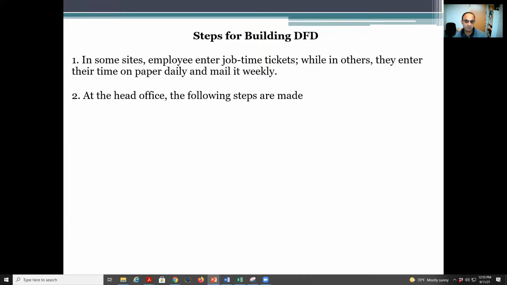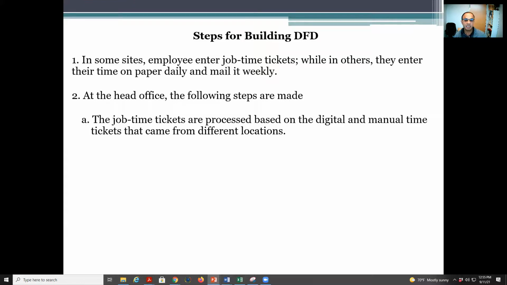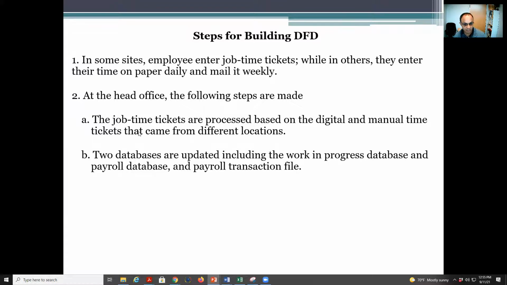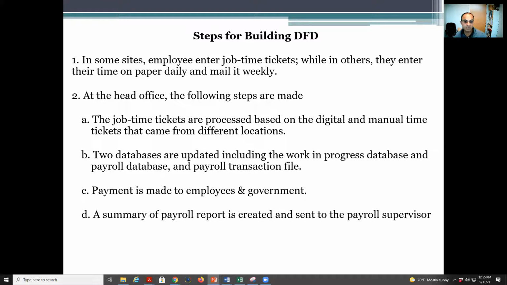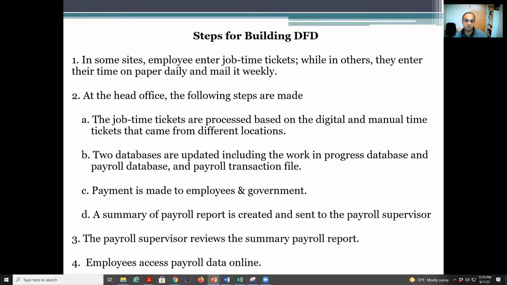at the head office, they start making different steps where we make the job time ticket and then create the database and then make the payment to the employee and the government, summary of the payroll, and then the payroll supervisor reviews all the reports, and then we make the payroll data online.